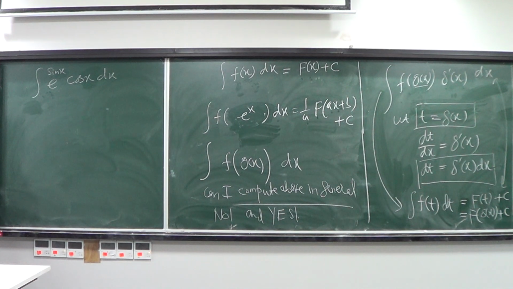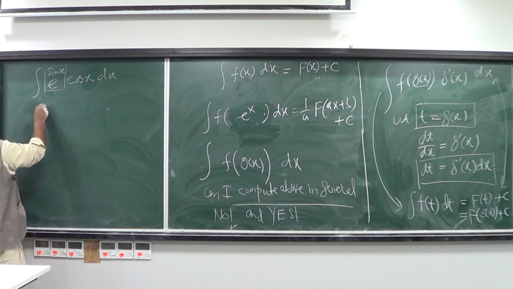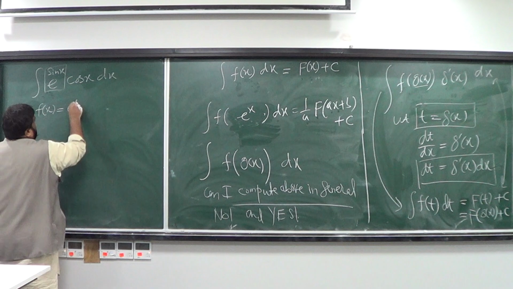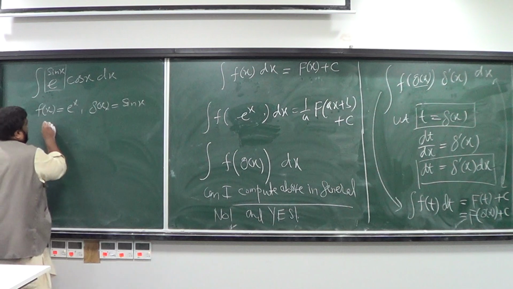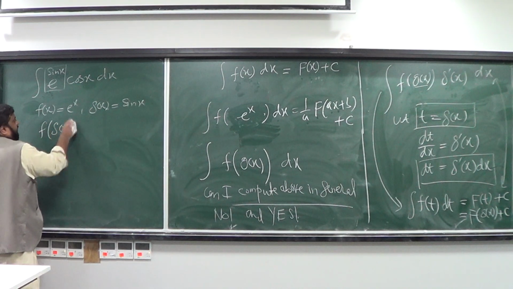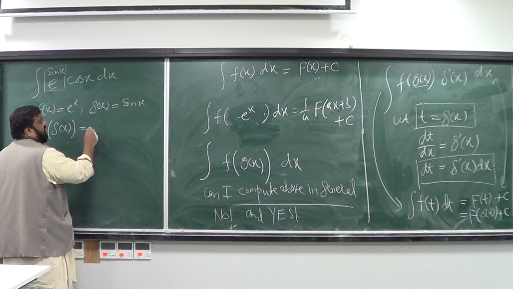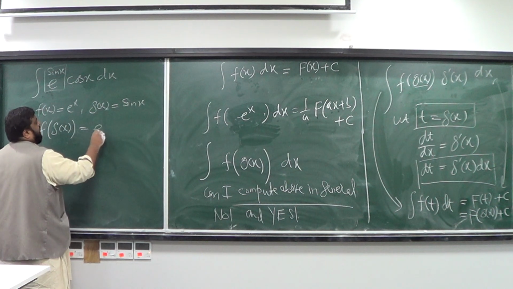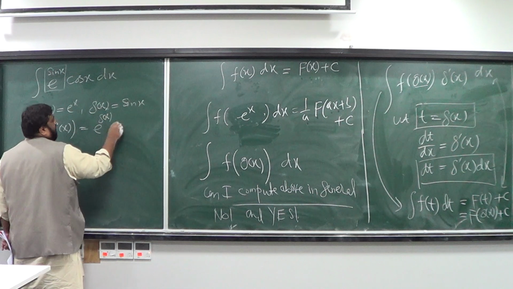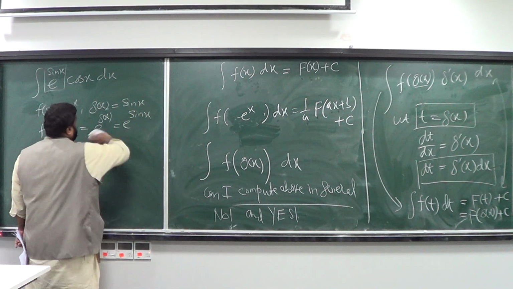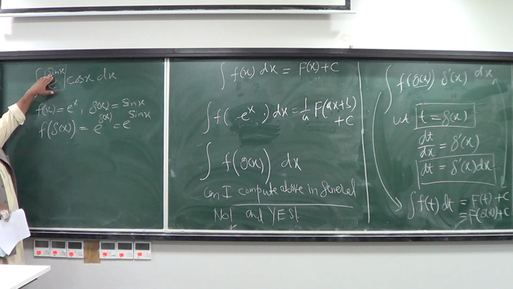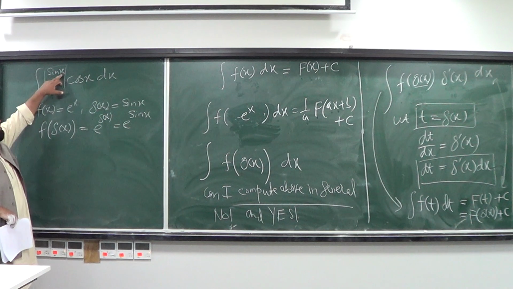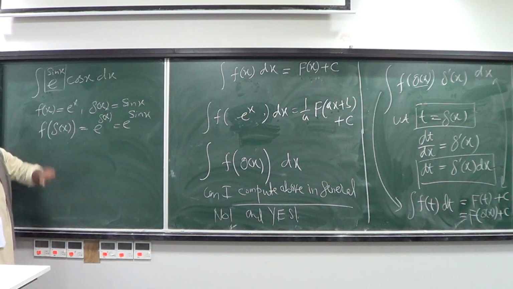Yes, I can integrate. In other words, I can treat this function as a composition of two functions. So f of x is e to the x, and g of x is sine x. What would be f composition g of x? It is e to the g of x, which is e to the sine x. You should be able to spot such functions quickly. You have e to the sine x, where x is replaced by another function, sine x, whose derivative is there.